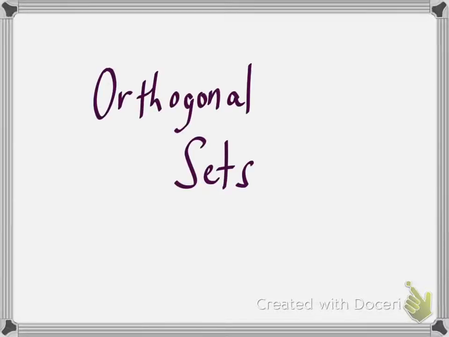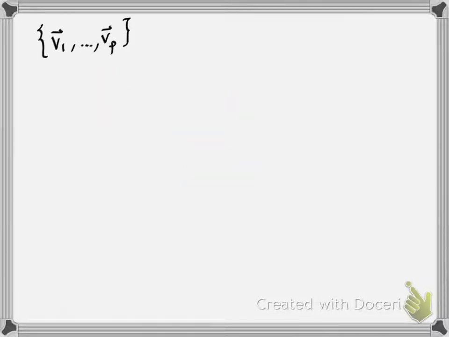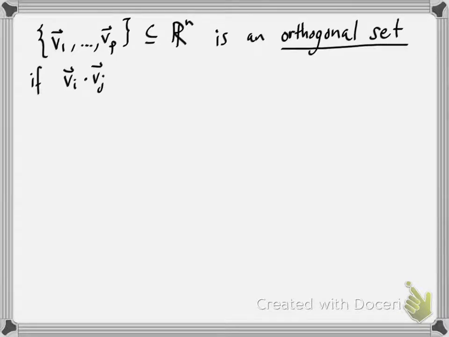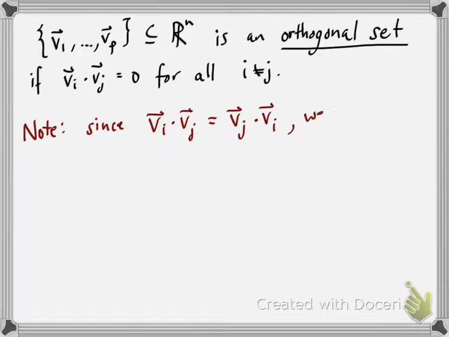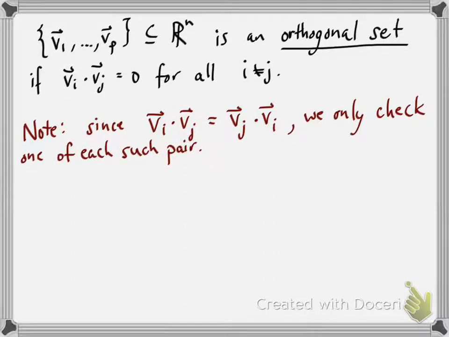Let's talk about orthogonal sets. A collection of vectors v1 up to vp in Rn is called an orthogonal set if the pairwise dot product, vi dot vj, is 0 for all i not equal to j. Notice the dot product is commutative, so vi dot vj is equal to vj dot vi, and so we only actually need to check one from each pair.